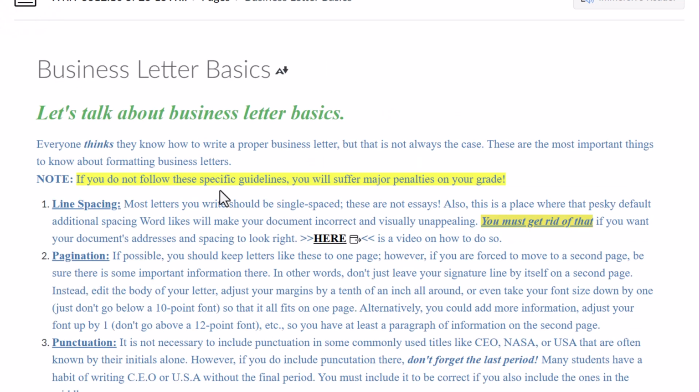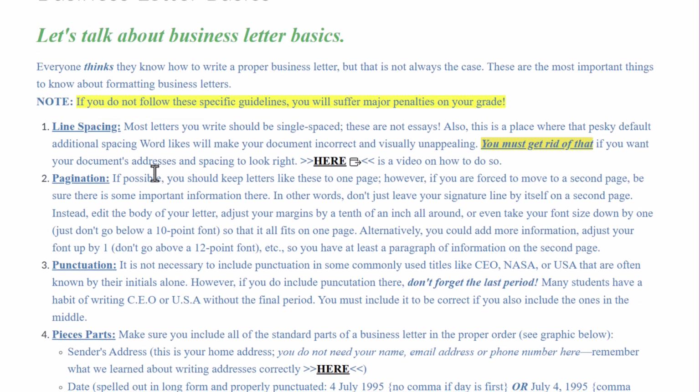When you're looking at your business letter basics, you need to keep in mind that line spacing is a very important thing. If you're using Microsoft Word, it defaults to adding extra space every time you hit the Enter key, which leaves things spaced unevenly and is not the correct way to do it for this unit. There are instructions in the resources unit on how to get rid of those extra spaces between your lines, but please make sure you pay attention to your line spacing.